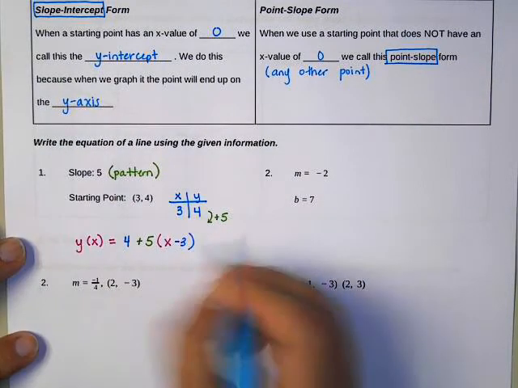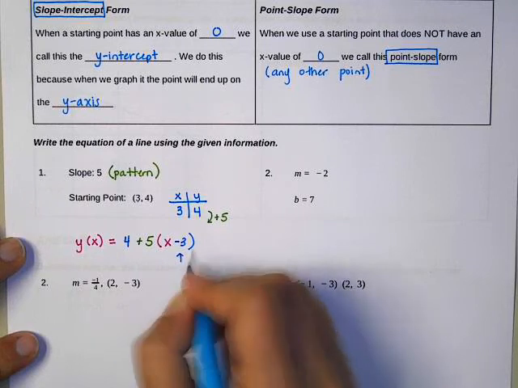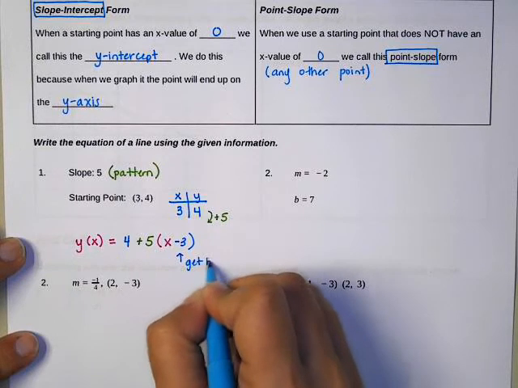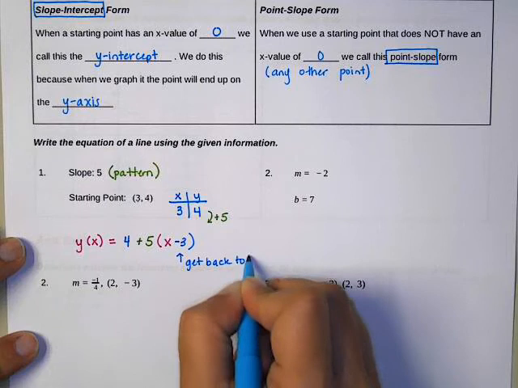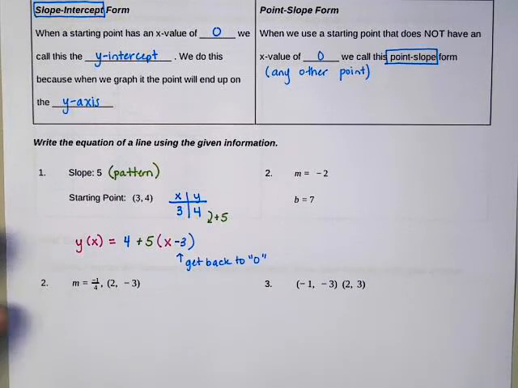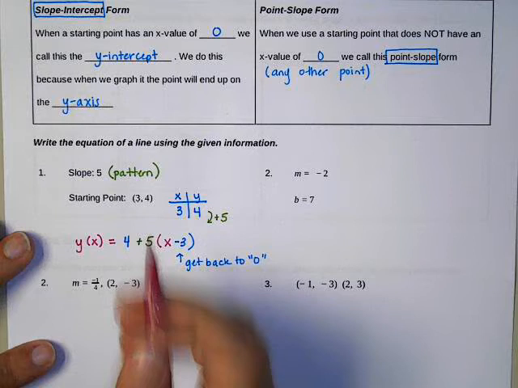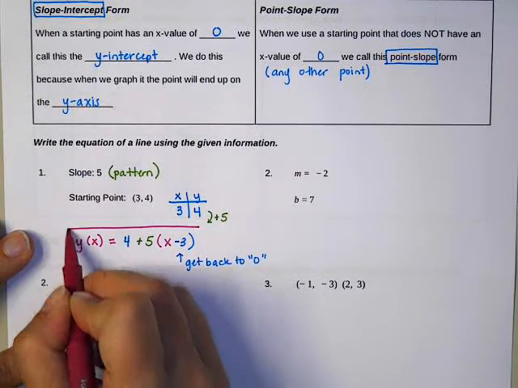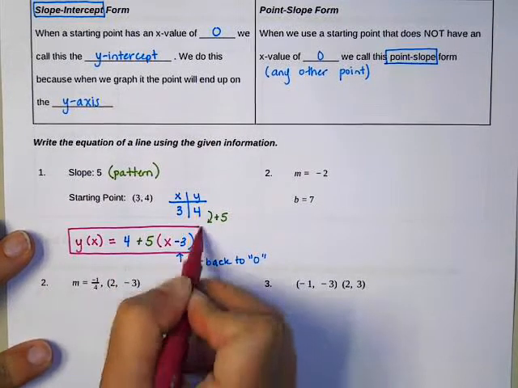And the reason I'm putting minus 3 is that I always want to get back to 0. So if my first x value is a 3, I would need to go backwards 3 places to get to 0. This equation right here should remind you it's exactly the same thing we've been doing since Module 1.